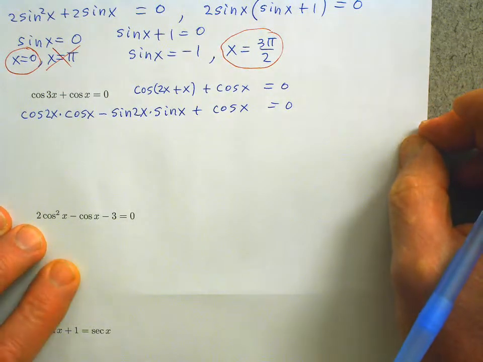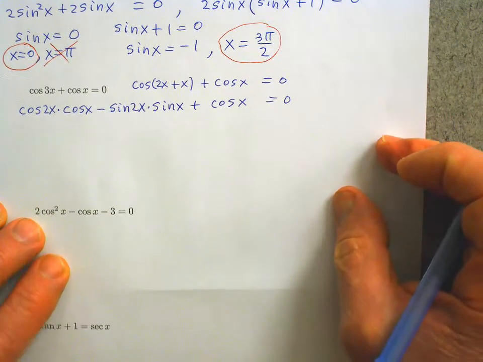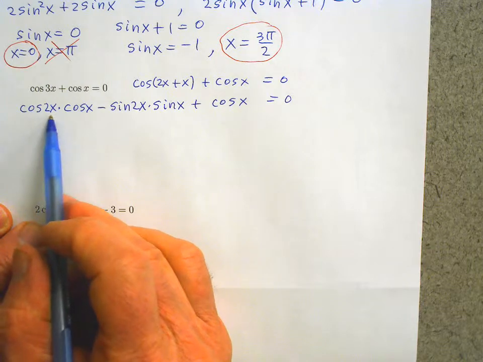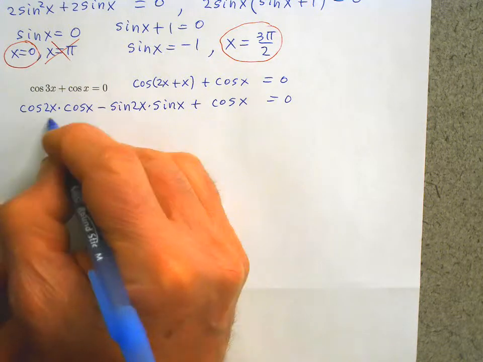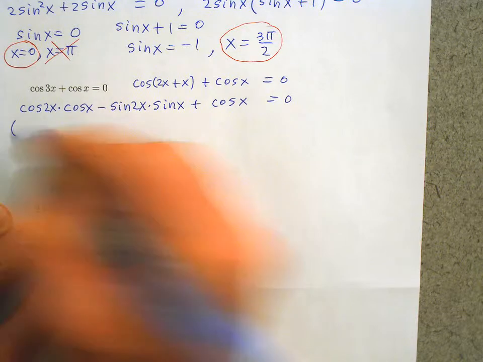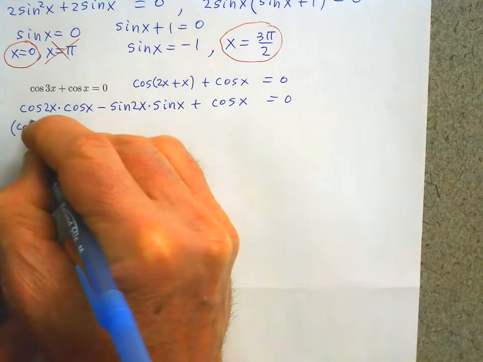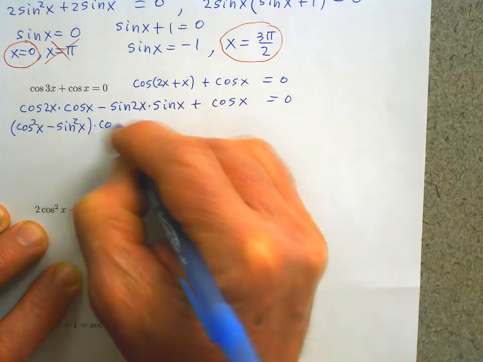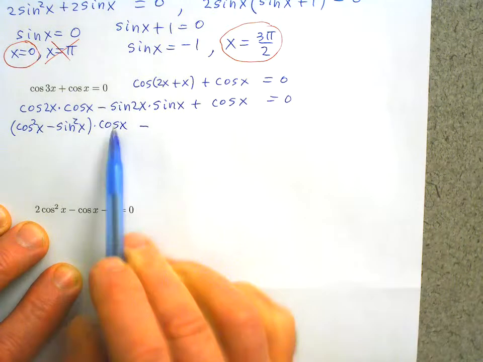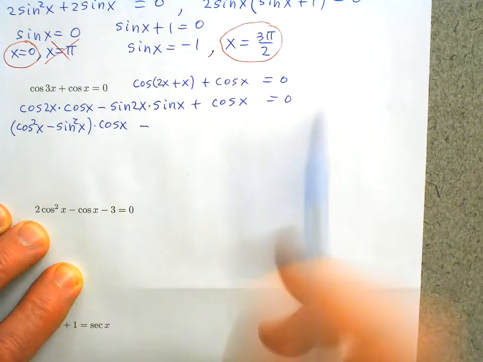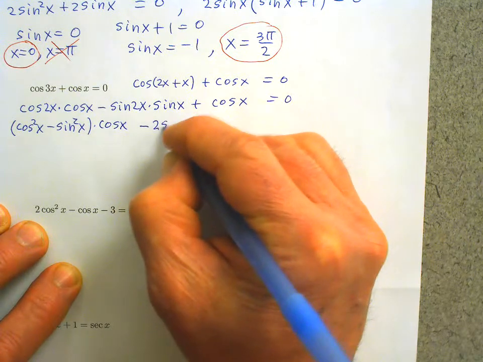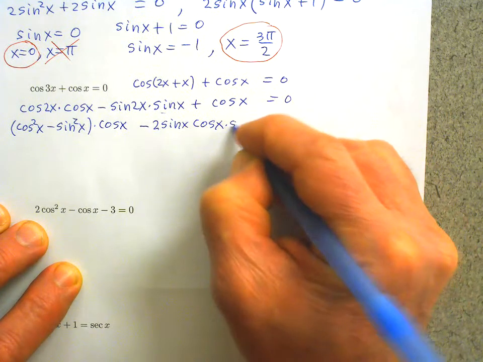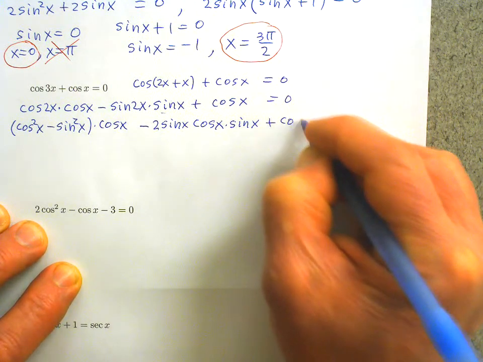So this looks like it's going to get worse before it gets better. Cosine of 2x, I'm going to use the double angle formula, the more familiar one, and write this as cosine of x squared minus sine of x squared times cosine of x. And then the double angle formula for sine of 2x is 2 sine of x cosine of x, but we're multiplying that by sine of x, and then plus cosine of x equals 0.